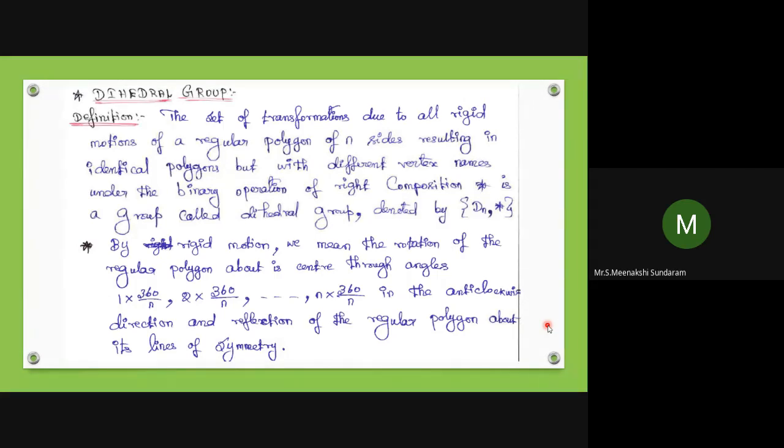So a polygon of n sides, when rotated, results in identical polygons but with different vertex names. Under the binary operation of rigid composition star, this is a group called the dihedral group, denoted by Dn comma star. By rigid motion we mean the rotation of the regular polygon.